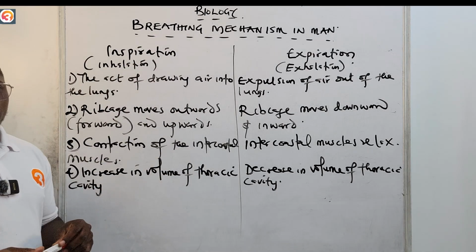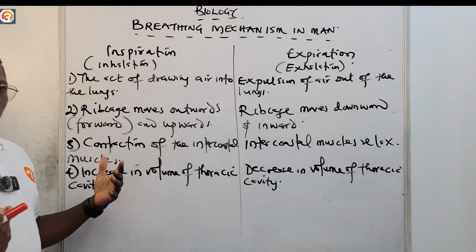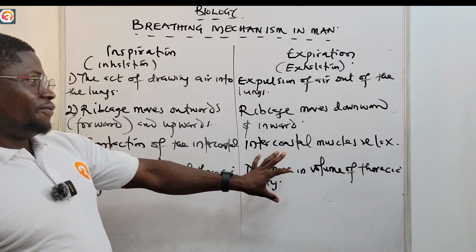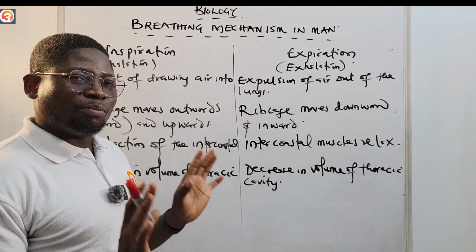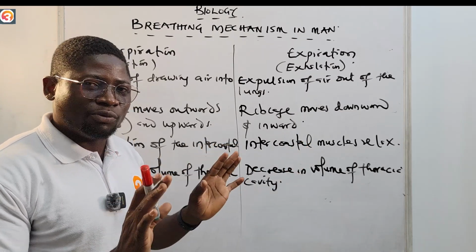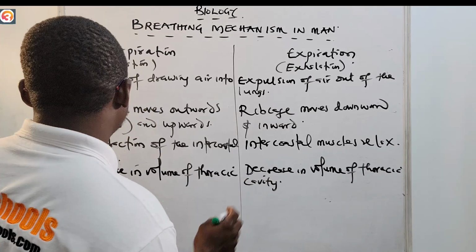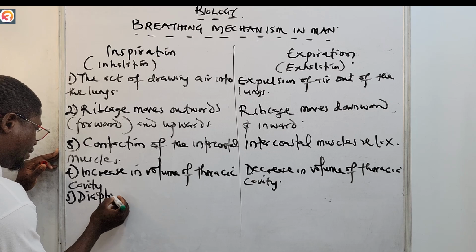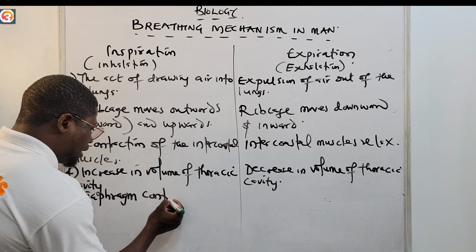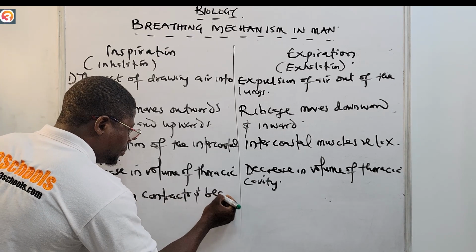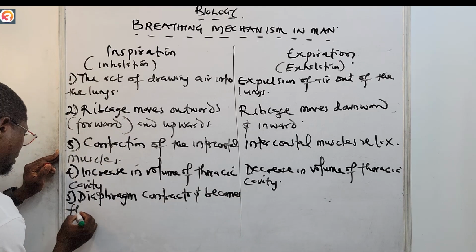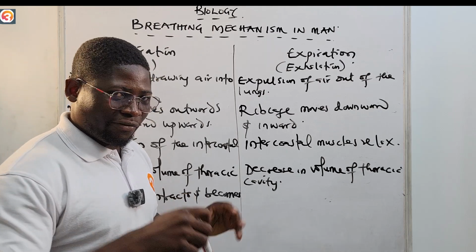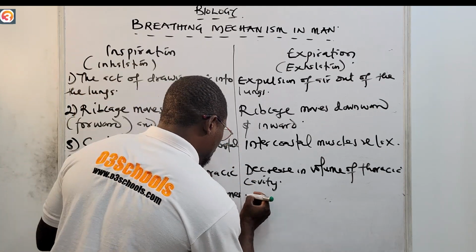Very, very important. Now, for the diaphragm, what happens during inspiration? The diaphragm becomes flattened. For expiration, what happens to the diaphragm? It returns back to its original dome-shaped structure. So for inspiration, the diaphragm contracts and becomes flattened. While for expiration, the diaphragm returns to its original dome-shaped structure.